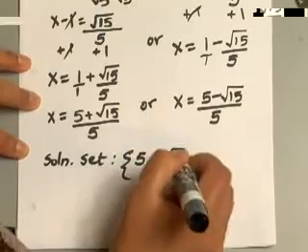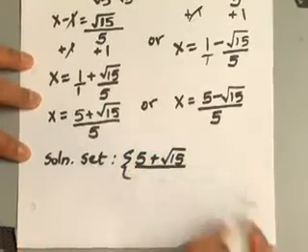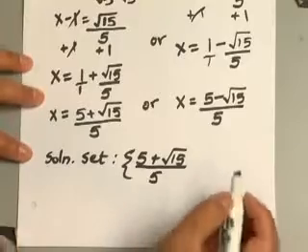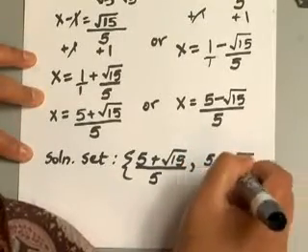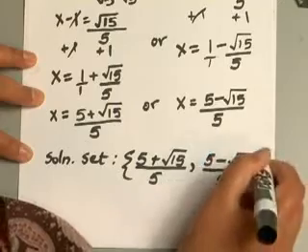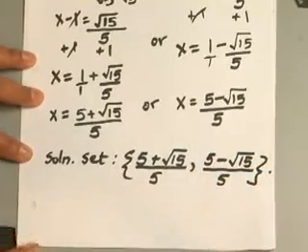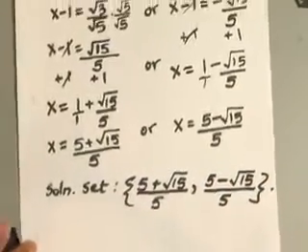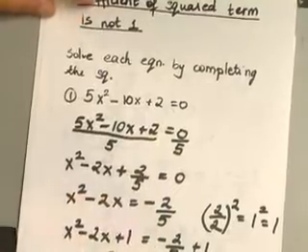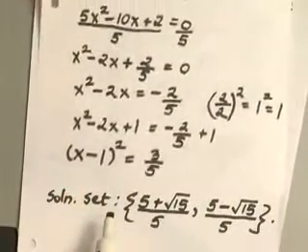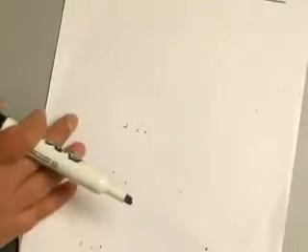And if you want, you can check your solutions in the original equation, and you will end up with true statements for both of them, 5 plus square root of 15 over 5 and 5 minus square root of 15 over 5. Okay, so for your original equation, 5x squared minus 10x, this is what your solution set is going to look like.